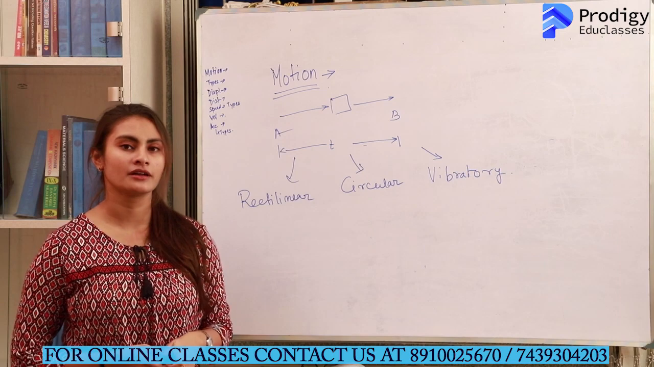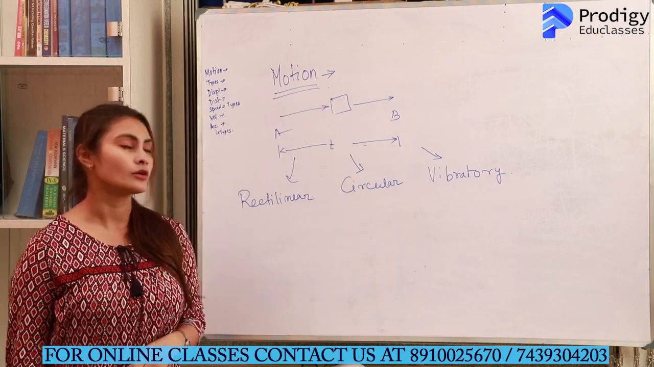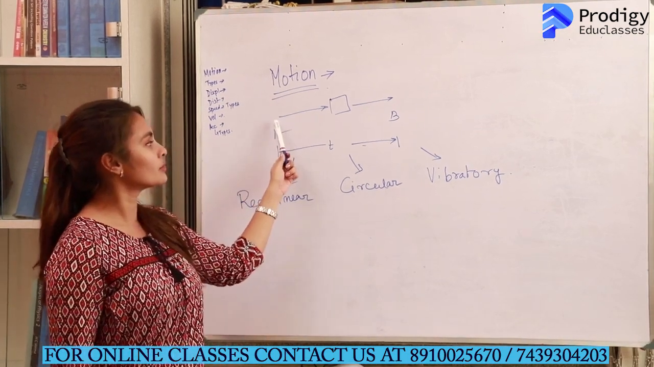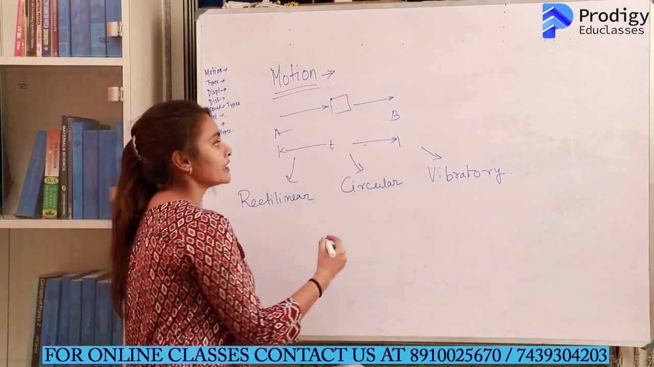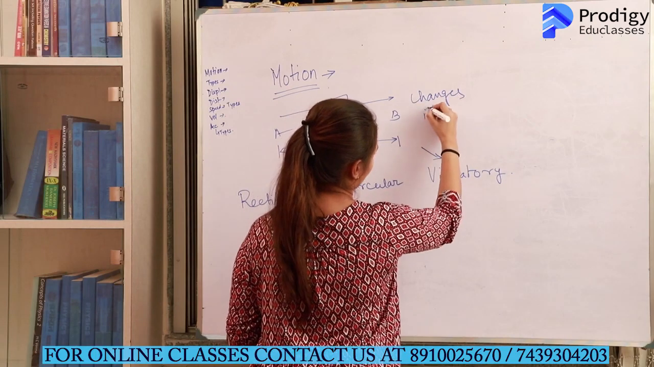Today we are going to start with the first chapter of physics of class 9, that is motion. Now, what is motion? Motion is whenever an object moves from one point to another with respect to time. In short words, whenever it changes its position with respect to time.